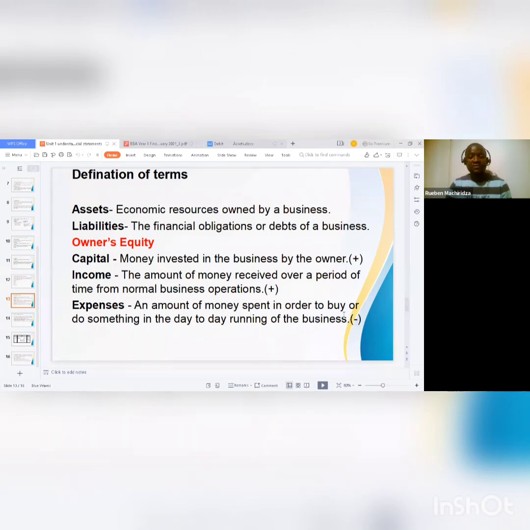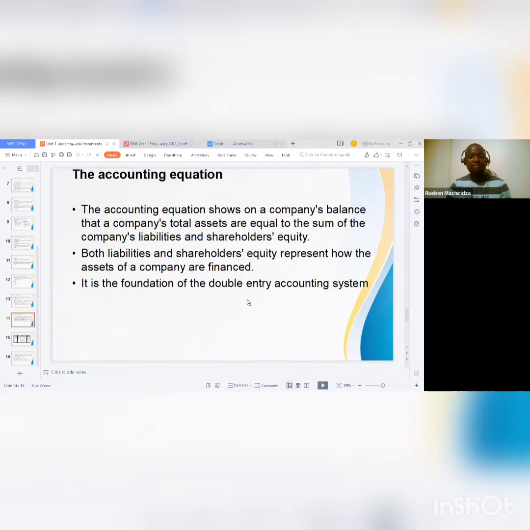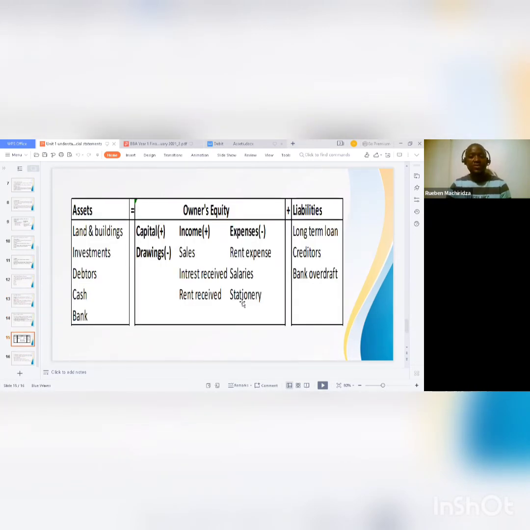So expenses have got an impact of reducing the owner's equity. If the owner decides to close today, we'll take the net of the capital, the income, and the expenses. So we say the capital, we add the income, we deduct the expenses, and that's the take home for the owner. And the last part on the owner's equity that I want to talk about is the drawings.